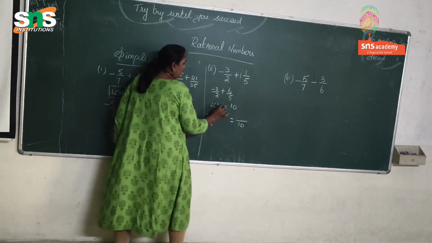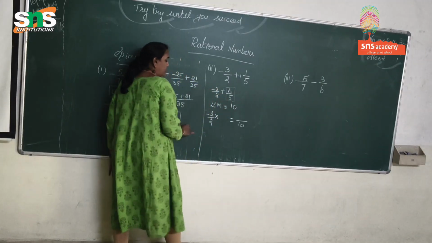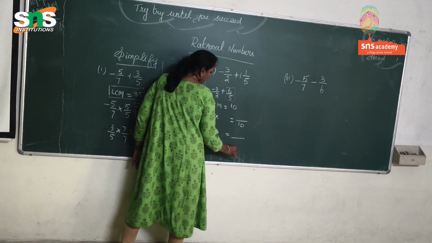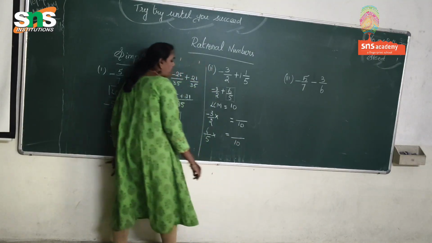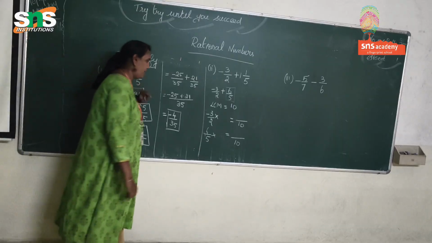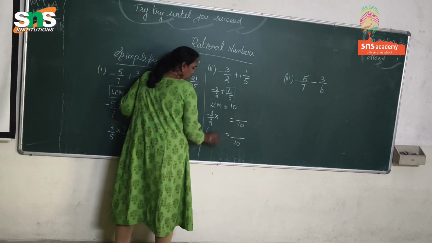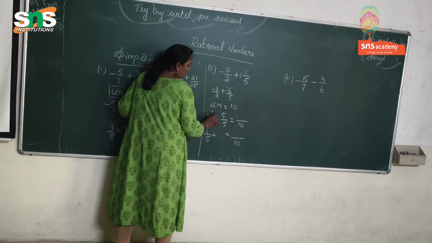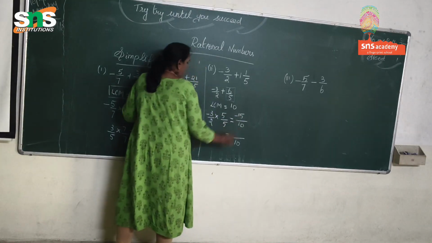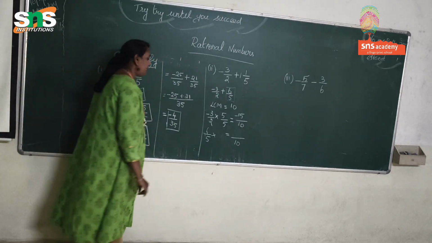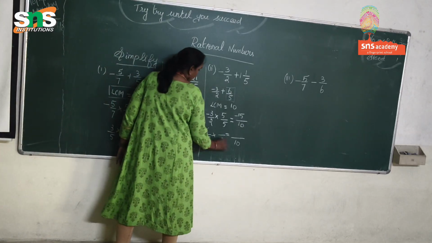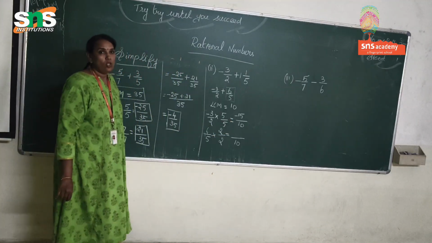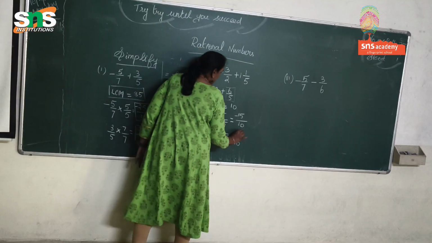Then we write the second rational number, that is 6 by 5, and convert it into the equivalent rational number with the denominator 10. Now how many 2s are 10? 5 twos are 10. The same 5 should be multiplied here. So 3 fives are minus 15. How many 5s are 10? It is equal to 2. So the same 2 should be multiplied in the numerator also. So 2 sixes are 12.